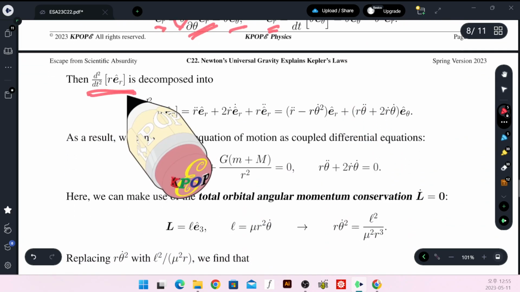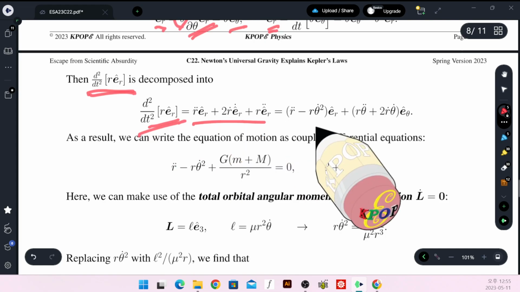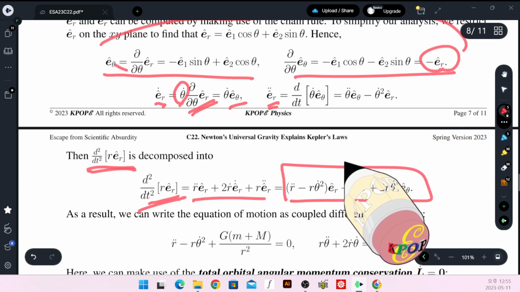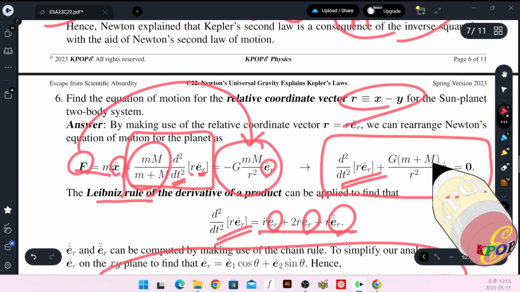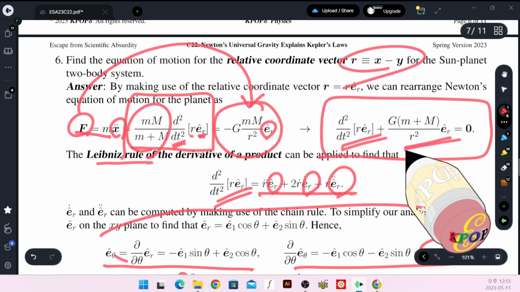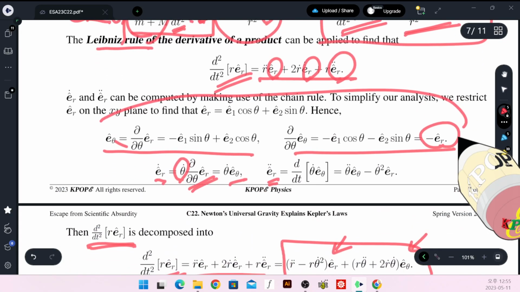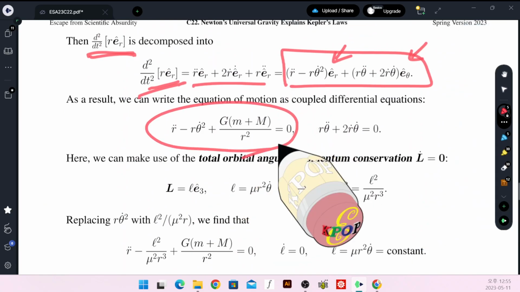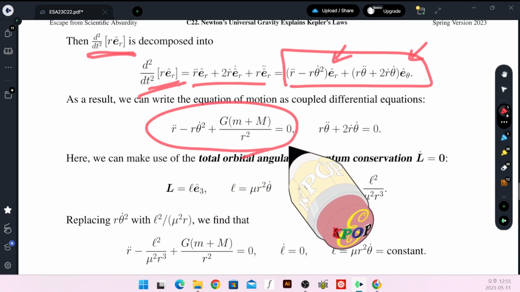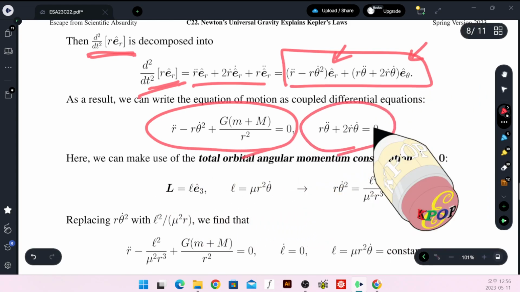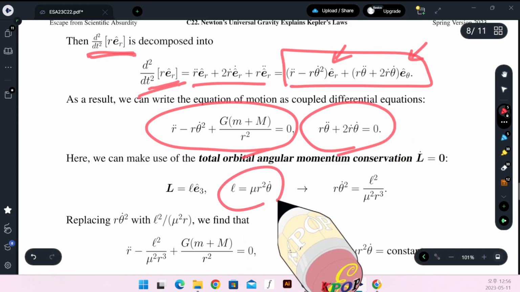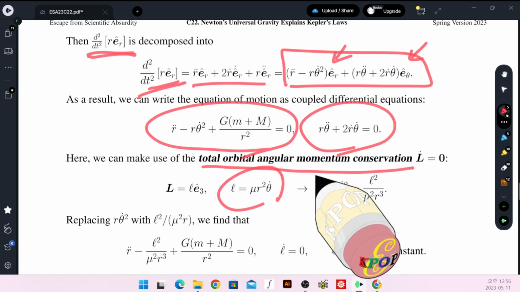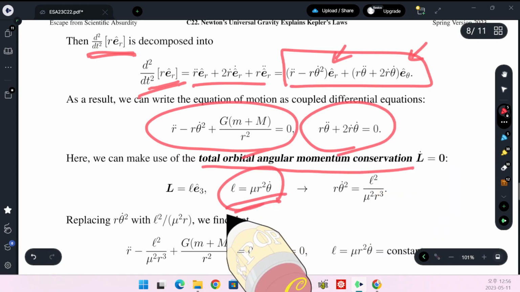Finally, the second order derivative reduces to a relatively simple form. This one has two components, radial and tangential, and we have the radial component only. So the radial part can be combined together into the radial equation, and this is the angular equation. We recall that the total angular momentum of this two-body system is completely conserved. It doesn't change at all.